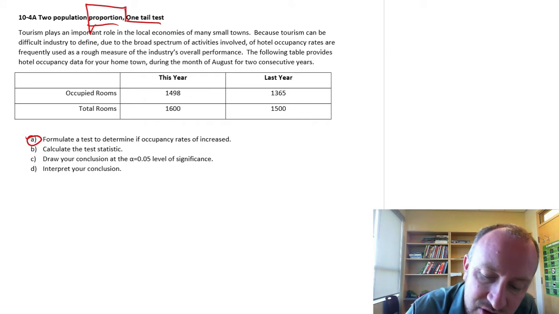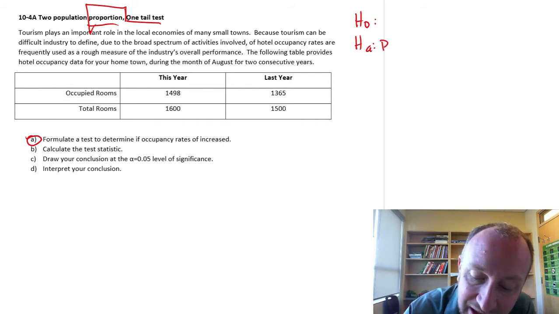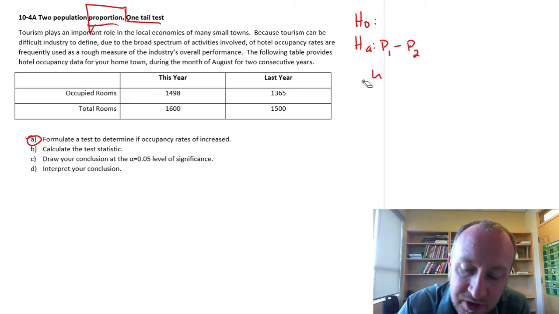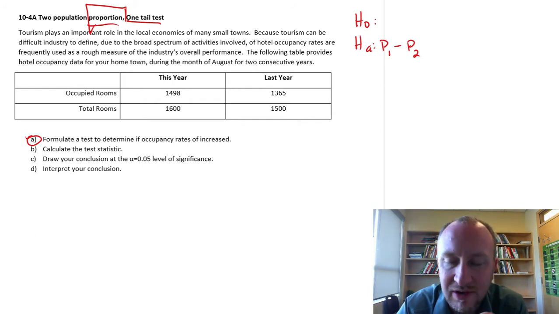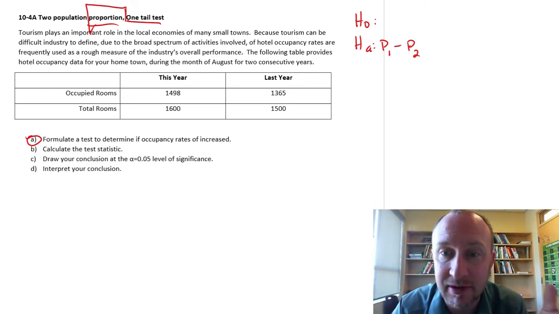So I'm going to formulate our test here with our null and alternative. It's important to note that we're working with proportions, so our notation has to reflect that. I'm not using mu anymore because it's not a mean, now it's a proportion. What I want to show is that the difference in proportions has increased. When I hear increased, I think of an upper tail test.